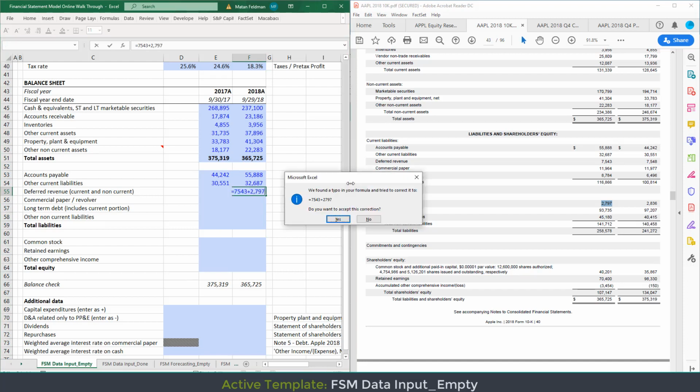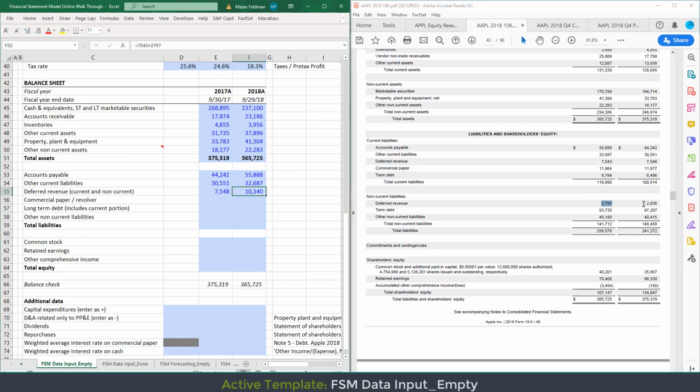Once I put this in, I think deferred revenue is an interesting line for a lot of companies, and Apple is no exception. So I think it's worth talking about, because unlike some of the other line items, sometimes this doesn't stick after the first year of accounting. So we're going to finish this up.